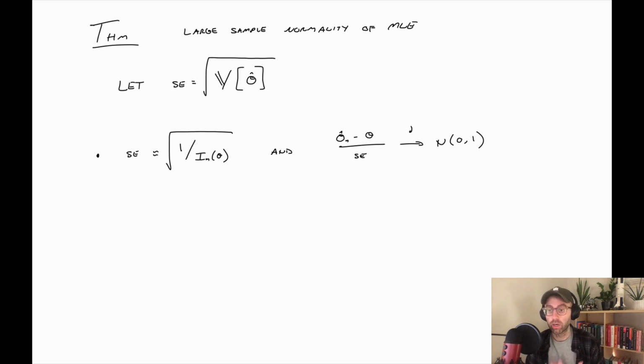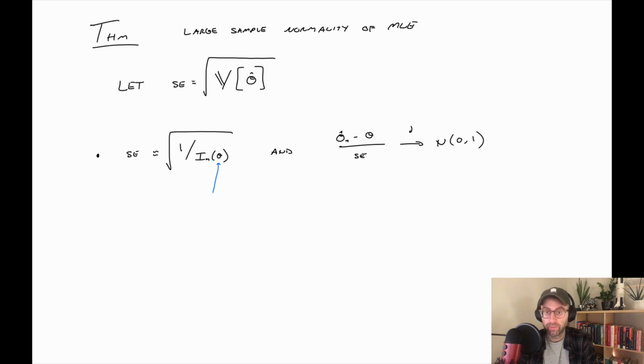It turns out that the standard error is approximately the square root of 1 over the information given by the sample. And furthermore, if you take the estimator, subtract its mean, divide by the standard error, then that thing converges in distribution to standard normal. Now, there is one issue here, which is that this is all well and good, but this is a function of the parameter.